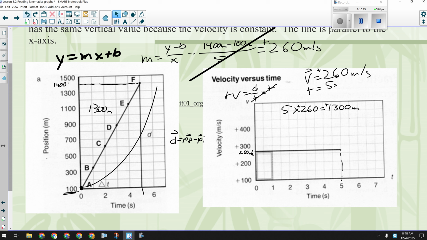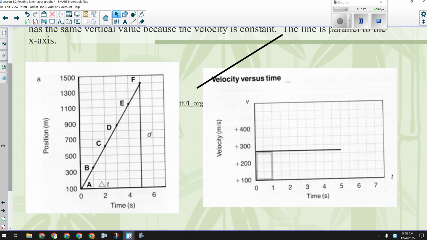All right, let me clear this stuff off of here. Now, let's go back to this situation here. So that object is accelerating. You can see that its velocity is increasing. Okay?